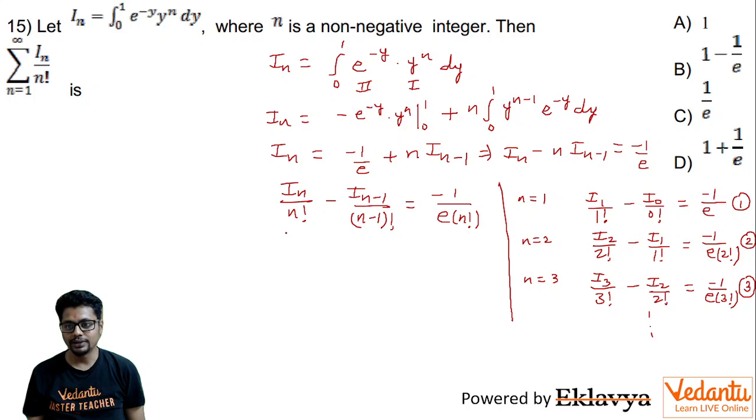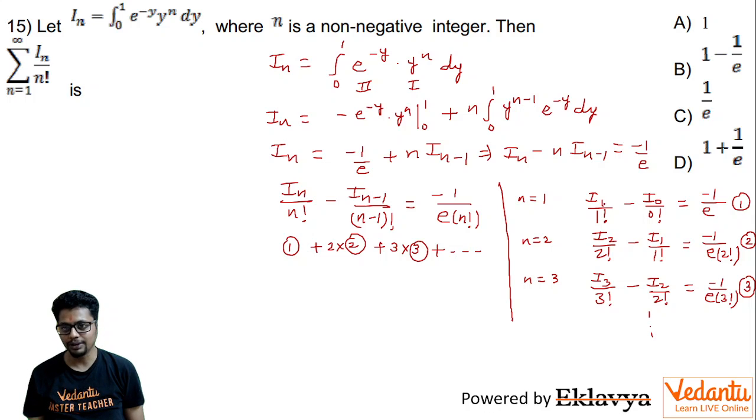Essentially what we'll be doing is equation 1 plus 2 times equation 2 plus 3 times equation 3 plus 4 times equation 4, if we would have written that, and so on and so forth. If you see carefully, what you would be getting here is I_1 by 1 factorial on the left hand side.